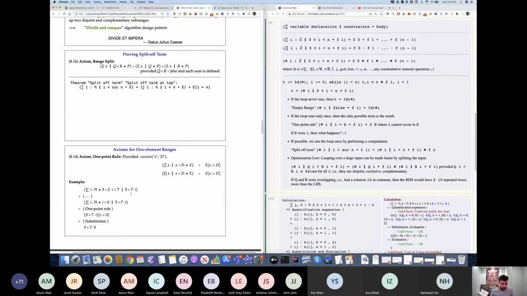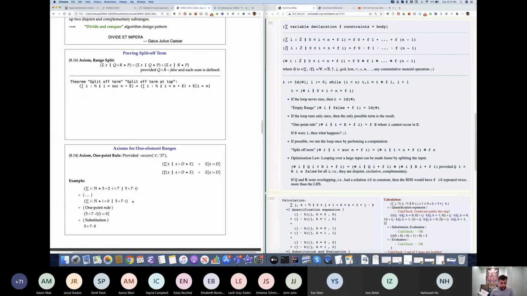So here is a simple example right here. 5 plus 2 times I is less than 7. By some arithmetic, you can move the 5 to the other side. 7 minus 5 is just 2. And then 2 times I is less than 2. Divide by 2 on both sides, and you get I is less than 1. But I is a natural number. The only natural number less than 1 is 0, right? So I equals 0. And then we can apply the 1 point rule to simplify this.